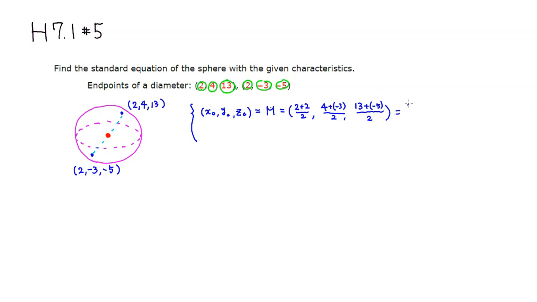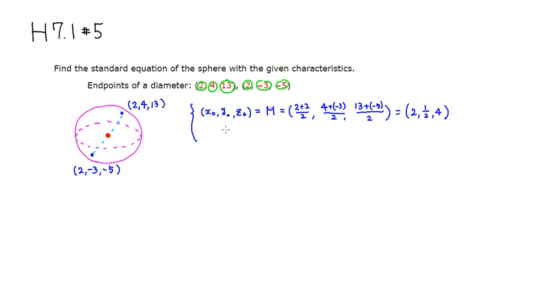2 plus 2 is 4, divided by 2 is 2. Then 4 minus 3 is 1, so 1/2. And 13 minus 5 is 8, and 8 over 2 is 4. So we found the center.